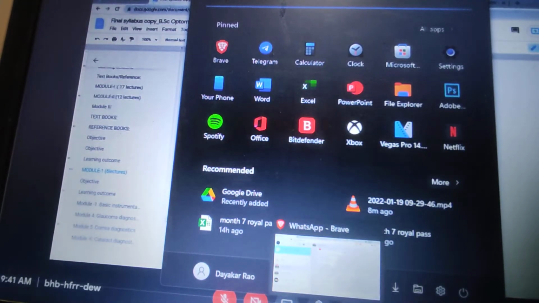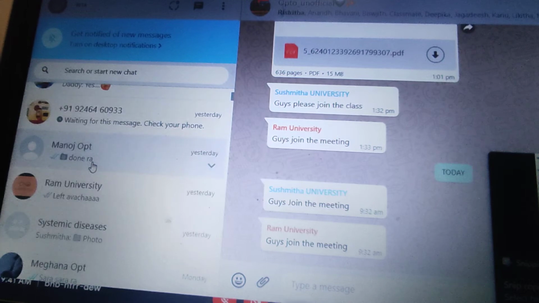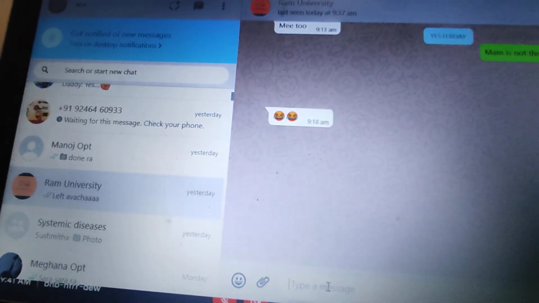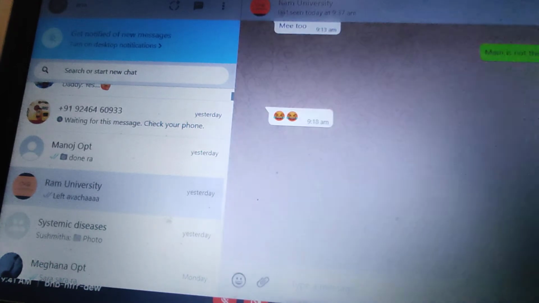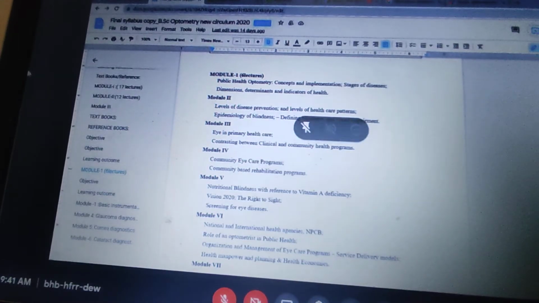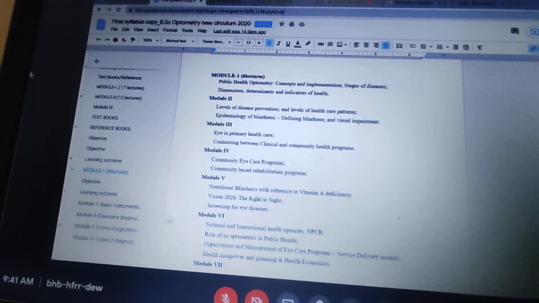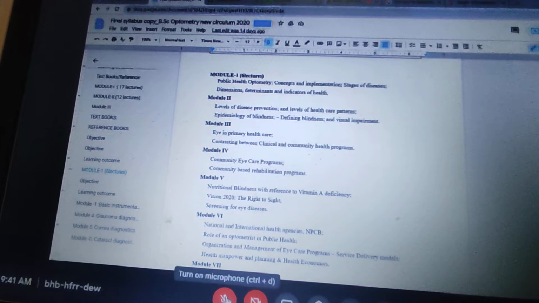Okay. So in the first module, you will be learning about the different concepts and implementations, and also the stages of the diseases, dimensions, determinants, and indicators of health. And in the second module, you will be learning about the levels of disease prevention. So what are the different levels that we use in preventing a disease, and what is blindness, defining blindness, and the usual impairment. This I hope you all remember from when I told you in low vision. However, I'll repeat it again, but I remember teaching you what is blindness and what are the different types of blindness. Yes or no? Yes, ma'am. Okay, so the same fact comes here.